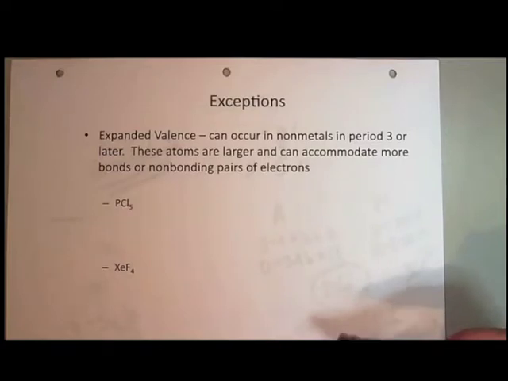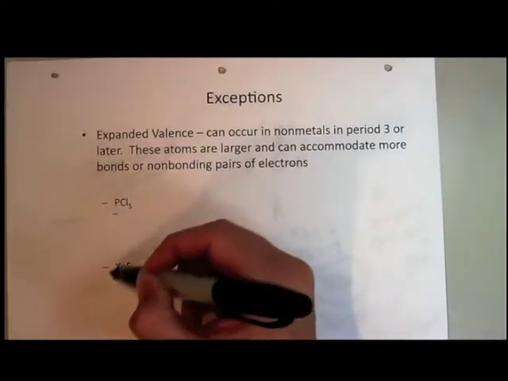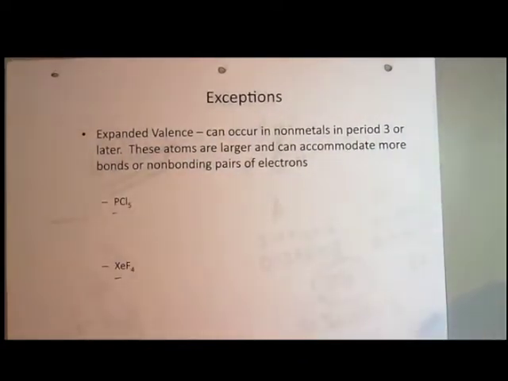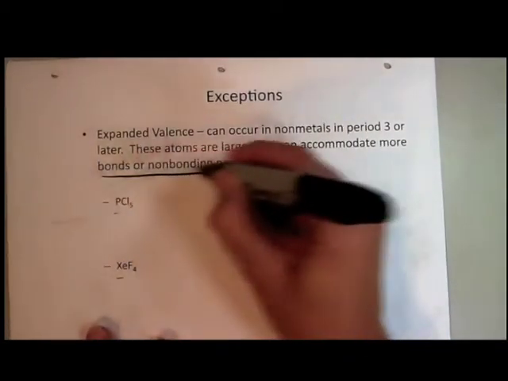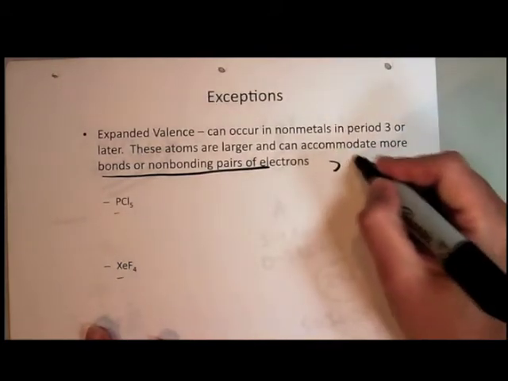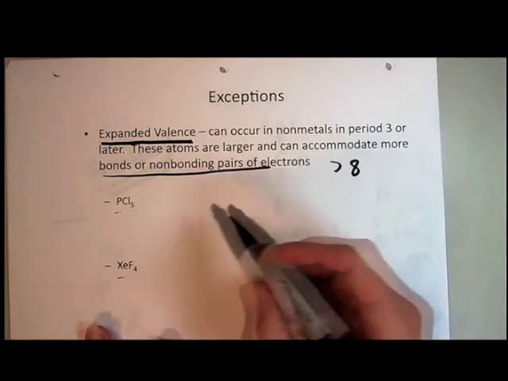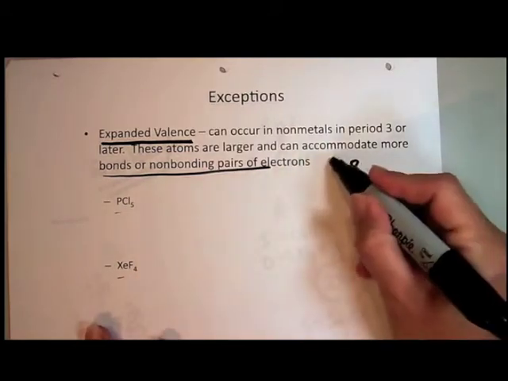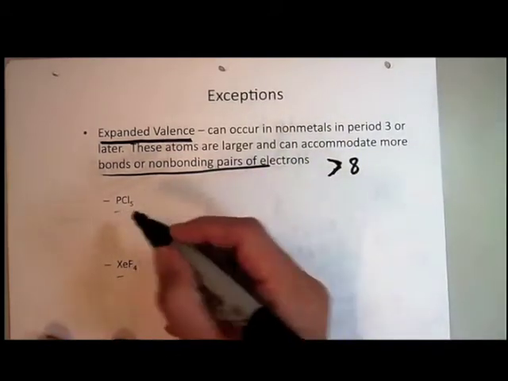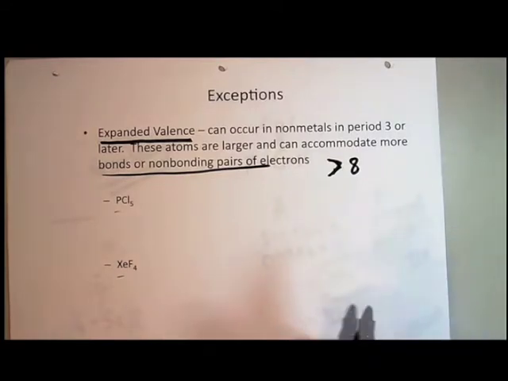So we're looking here at the central atom, and when the central atom gets larger, it doesn't have to, but it can actually accommodate more either bonding or non-bonding pairs of electrons. And when I say more, I mean greater than 8. So it's called an expanded valence. The valence shell of the central atom can have more than 8 electrons. Here's an example: phosphorus pentachloride.